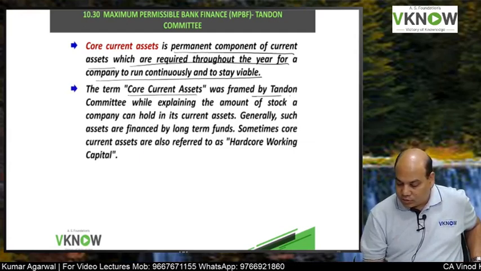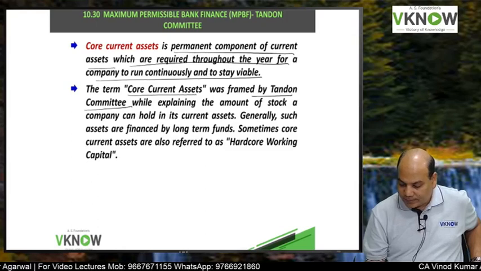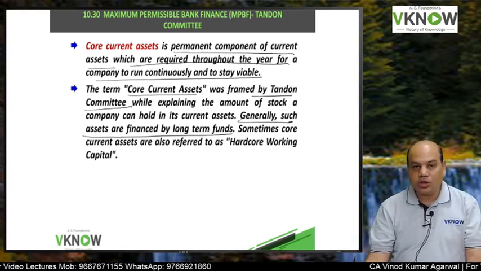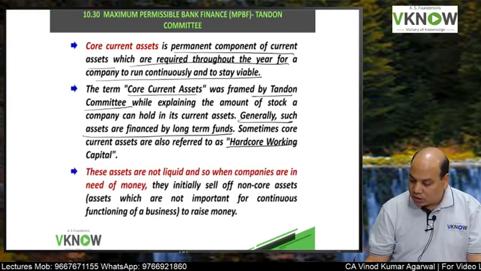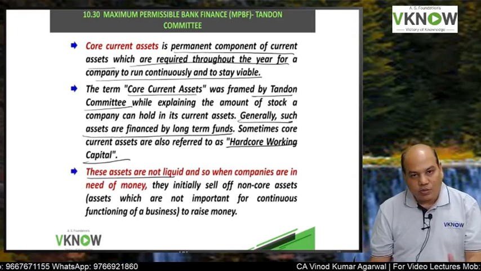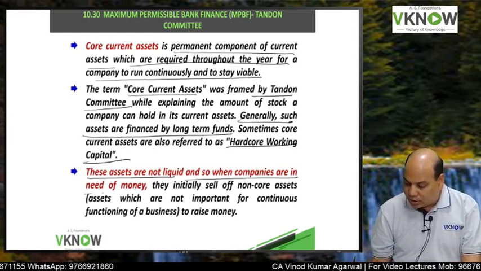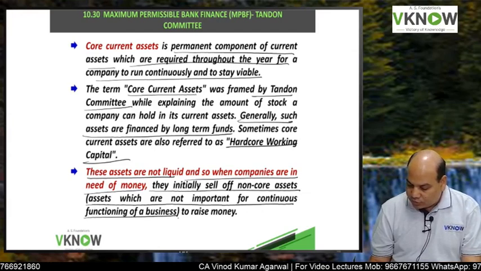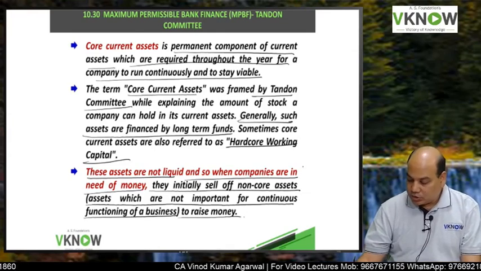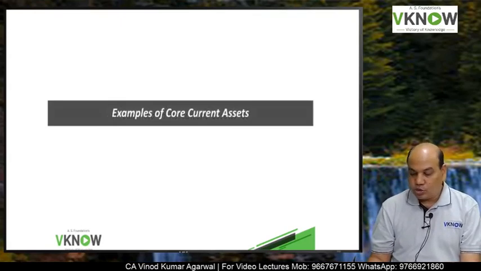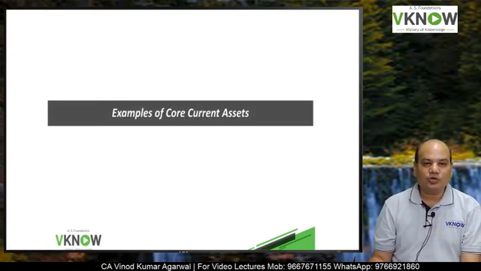Core current asset was concept given by Tandon committee. Okay. Their idea is that core current asset should be financed from long-term funds, also known as hardcore working capital. These assets are not liquid because they are always there in the business, and so when companies are in need of money, they initially sell off non-core assets which are not important for continuous functioning of the business to raise money. So since they are permanent in nature, they are not liquidated by the company. They should be financed out of long-term sources.